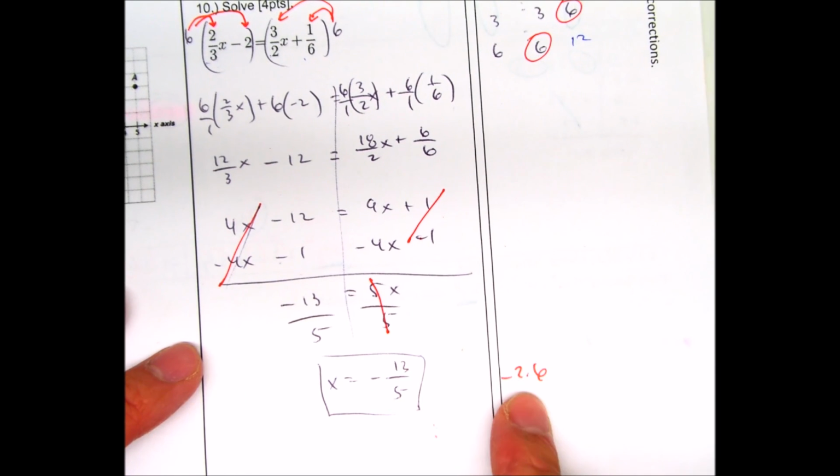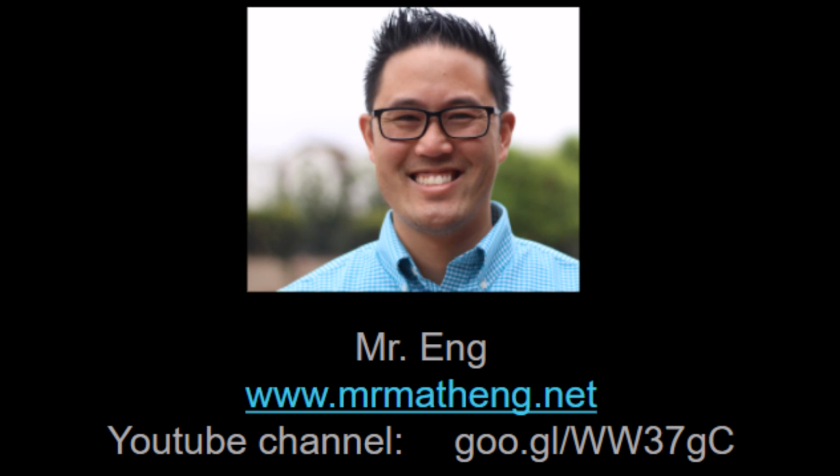If you got negative 2.6, you don't love math? What's wrong with you?